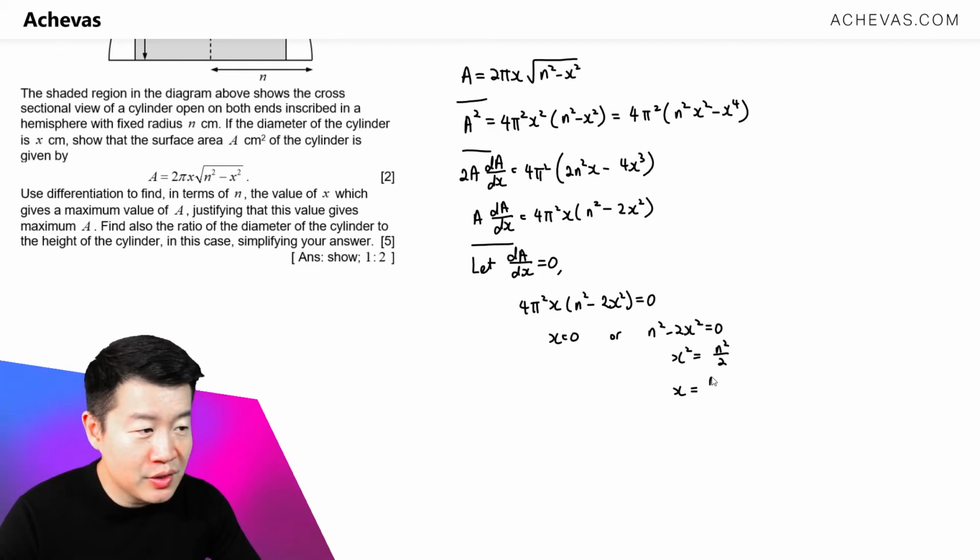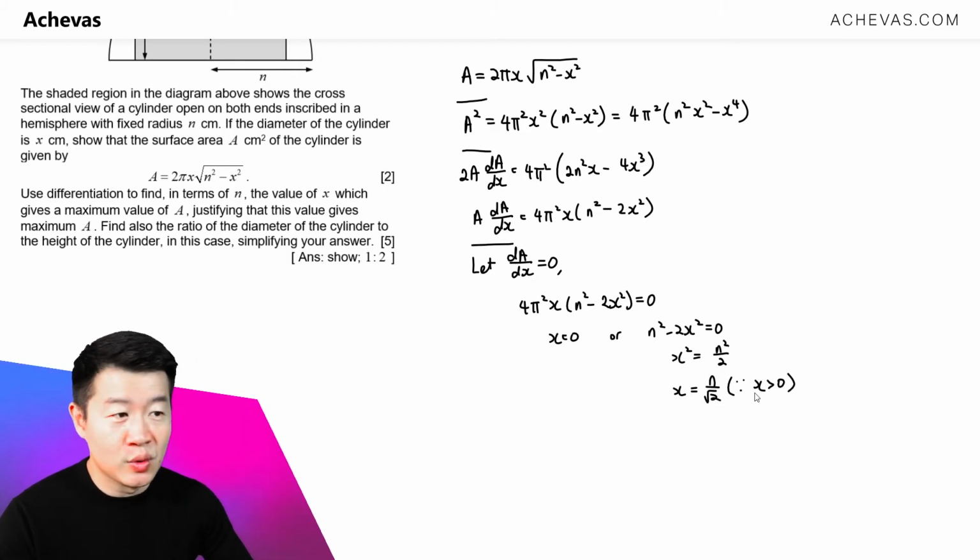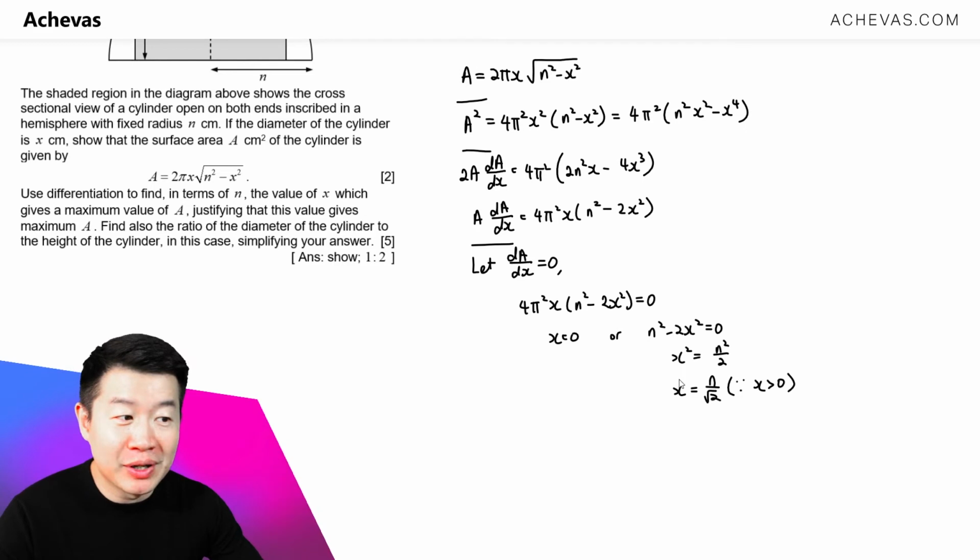So we're going to go for positive n over square root of 2. And let me quote the reason here. I'm looking at x as a distance that must be bigger than 0. So we are suspecting that when x is equal to n over square root of 2, it is going to get us the maximum possible A. And we are going to try to justify this, especially when the question did mention to us that we are supposed to justify that this particular value of x is going to give us the maximum.